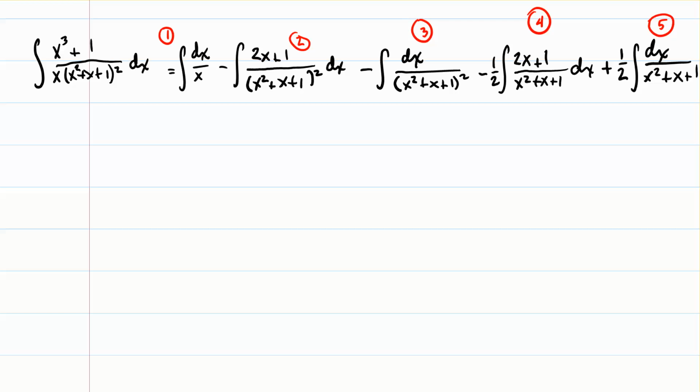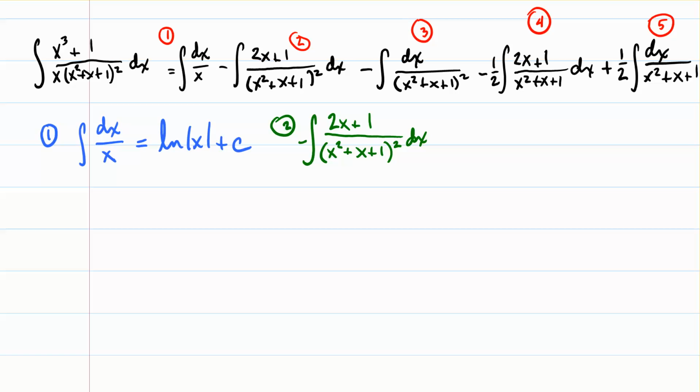So what I'm going to do in this video is start to go through the integration of each one of those 5 integrals, and then we'll put them all together in the end. And as I said, probably the easiest of all of these is going to be the first one, integral dx over x. That's the natural log of absolute value of x plus c.